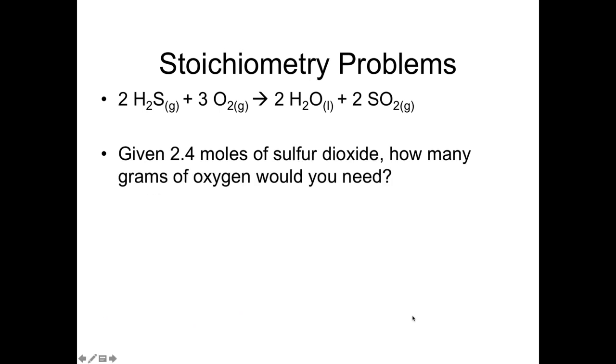Another problem, given 2.4 moles of sulfur dioxide, how many grams of oxygen would you need? Again, pause the video, give this one a shot, then restart. Answers on the next slide.